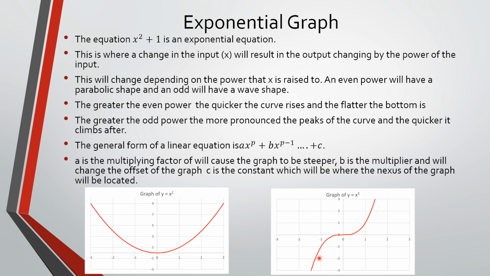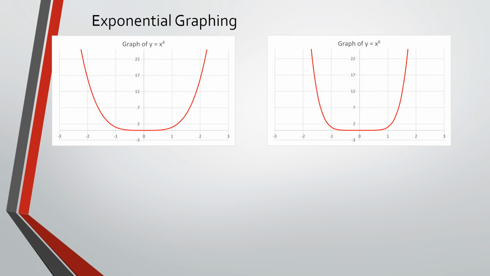It has this kind of wave-like shape, and you see there's a flatness here, but there's really no flatness here. As we raise this, it's going to become flatter, all the way out to 1 and negative 1, and we'll see the exponential graphing. From the parabolic, we have x to the 4th, and we see how it's really flat here, and then it goes up, and we see how the x to the 6th goes up much steeper.